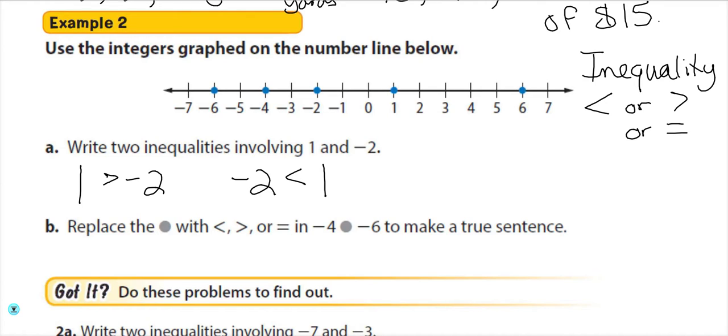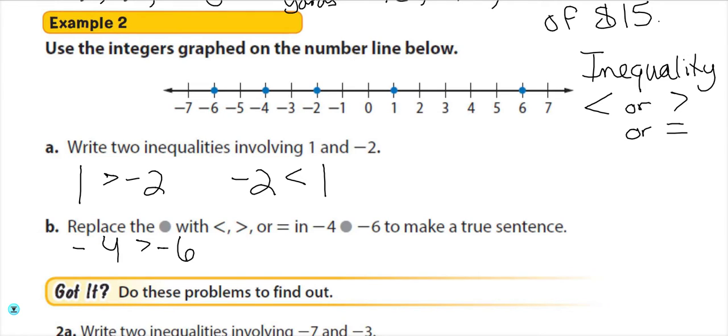All right, let's take a look at 1b then. It says replace the circle with less than, greater than, or equals in negative 4 and negative 6 to make a true sentence. So for this one, let's go in the order that they already started. We have negative 4, and we need to figure out, is it less than, greater than, or equal? This one is actually greater than negative 6.